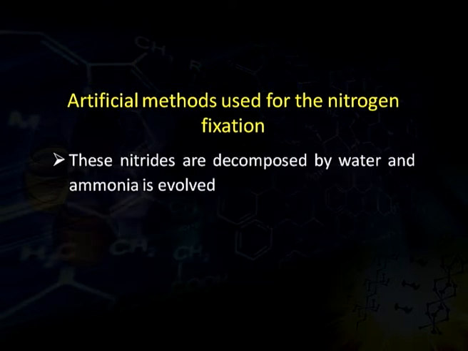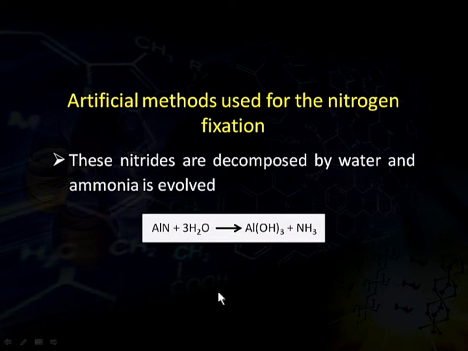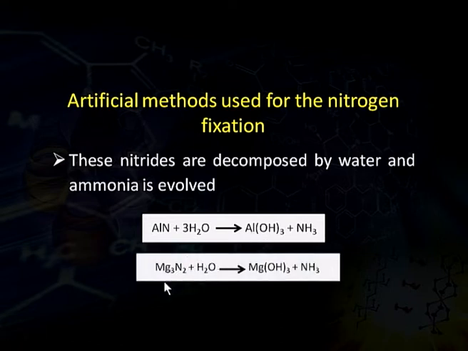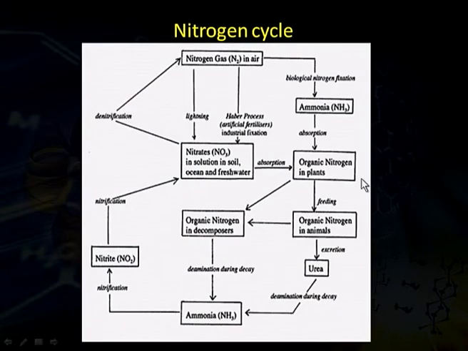These nitrides are decomposed by water and ammonia is evolved. Aluminium nitride, when it combines with water, forms ammonia and aluminium is released in the form of aluminium hydroxide. Similarly, magnesium nitride, when it combines with water, forms ammonia, the free ammonia is liberated and the magnesium gets converted into its hydroxide. Coming on to the nitrogen cycle.